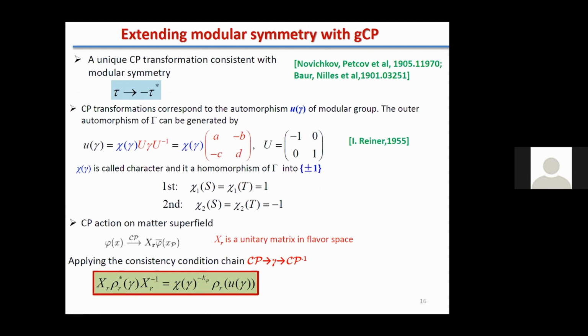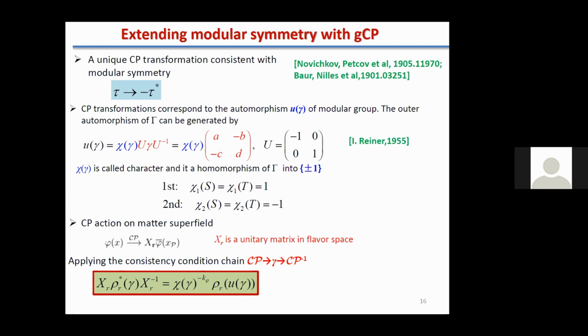And I want to talk about another extension. That means in the first case we extend the modular weight and the modular symmetry itself. Now we extend the modular symmetry by CP, and this is quite straightforward because the general CP has been studied, initiated by Fruchley and studied a lot.